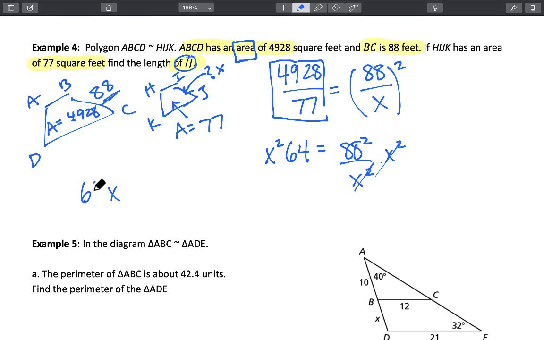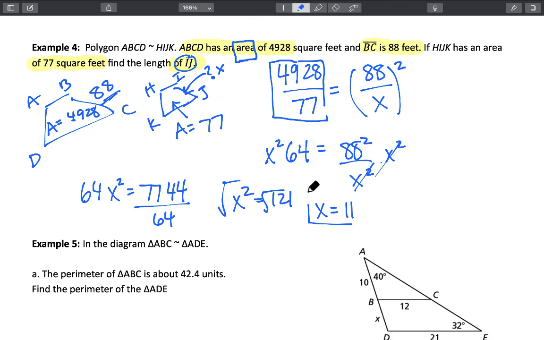64x squared then is equal to 88 squared, and if we simplify that, 88 squared is simply 7,744. Next up, we're going to divide that by 64, and that's going to result in 121. So x squared equals 121. My final step is to take the square root of both sides, and x will equal 11. All right, so we found the value of that segment IJ, and it is equal to 11.